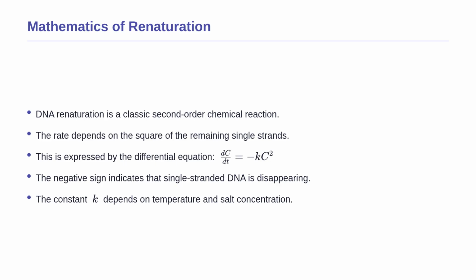We express this physical reality with a simple differential equation. The derivative of c with respect to time equals negative k times c squared. The negative sign is crucial because it indicates that the single-stranded DNA is disappearing as it successfully forms double strands. The constant k is the second-order rate constant, which depends on environmental factors.